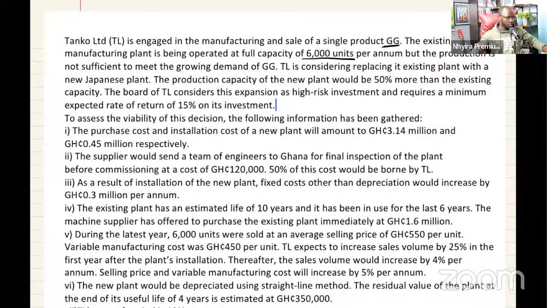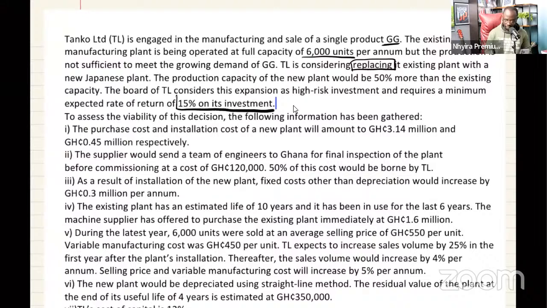TL is considering replacing its existing plant with a new Japanese plant. So this is the decision they want to make. They want to replace the existing plant. The production capacity of the new plant will be 50% more than the existing capacity. The board of TL considers this expansion as a high-risk investment and requires a minimum expected rate of return of 15%. Did you hear that? So this is the expected cost of capital of the company.